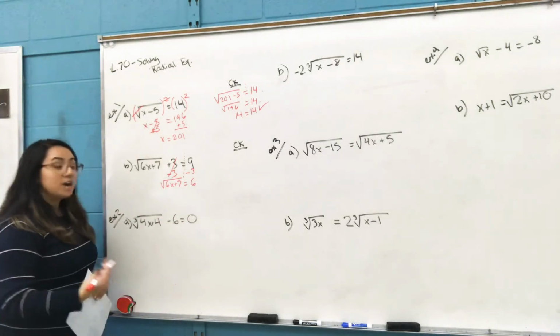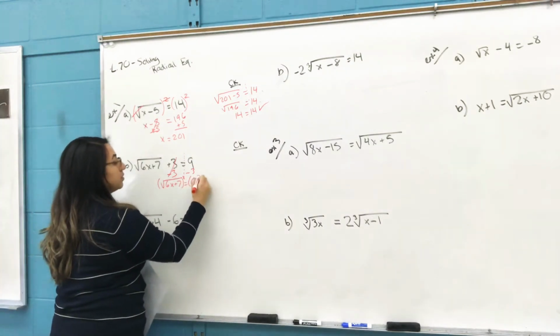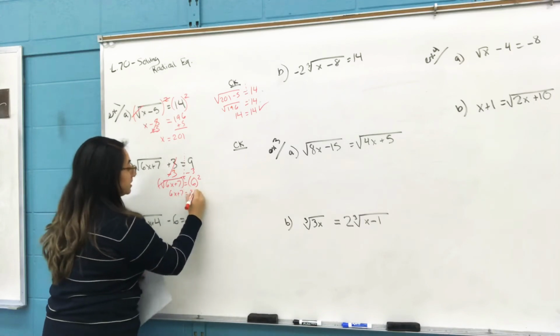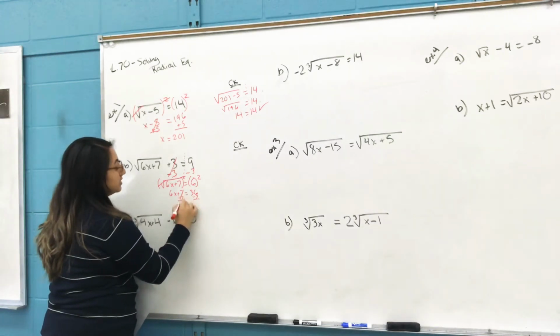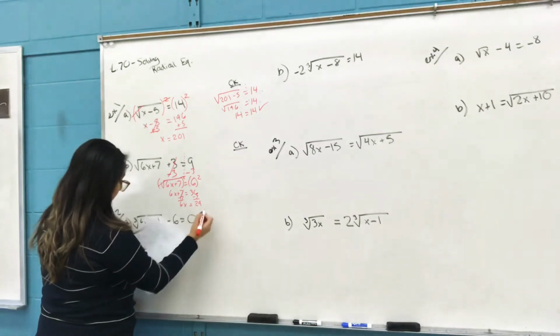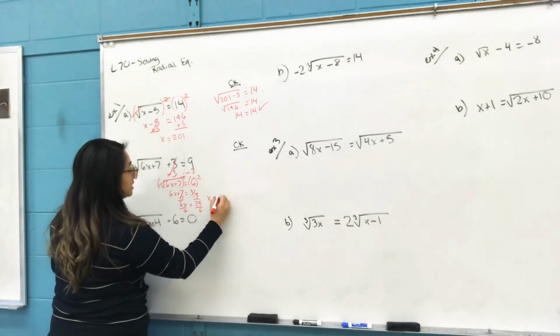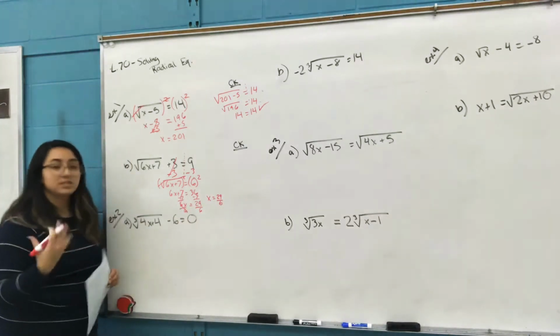From this point, now we can go ahead and get rid of the radical. To get rid of the radical, you square both sides. You get 6x plus 7 is equal to 36. Now you find x. To find x, you subtract, and then you get 29, and then you divide by 6, and you get x is equal to 29 over 6. If it's a fraction, that's fine.